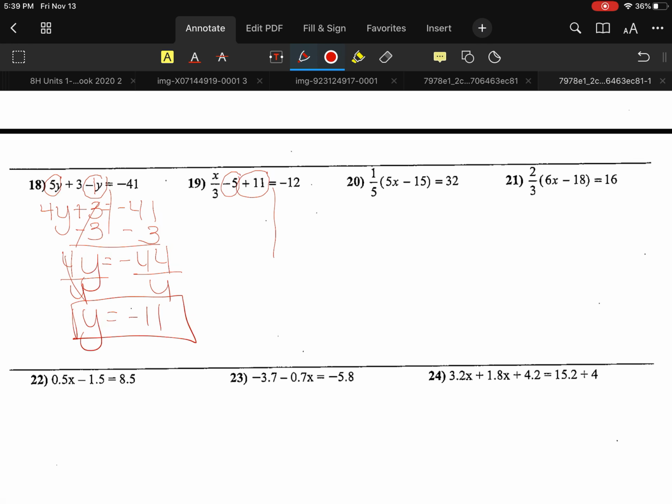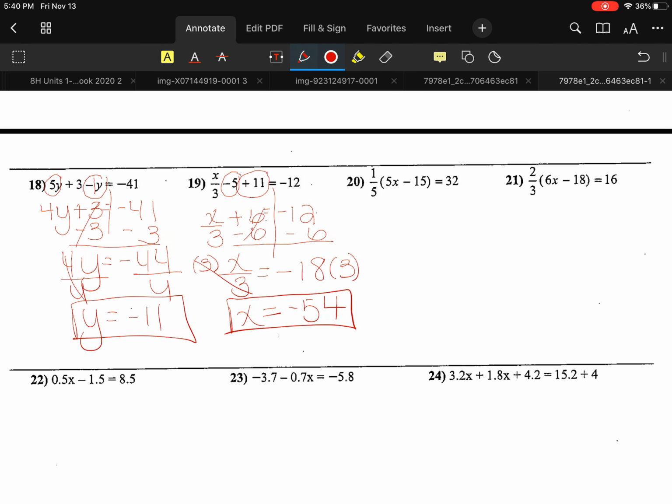Number 19, I can combine the negative 5 and the plus 11. That gives me a positive 6. X over 3 plus 6 equals negative 12. The inverse of adding 6 is to subtract 6. X over 3 equals negative 18. Signs are the same, add and keep, or use that calculator. The inverse of dividing by 3 is to multiply by 3. X is now isolated and alone. Negative 18 times 3, negative 54.